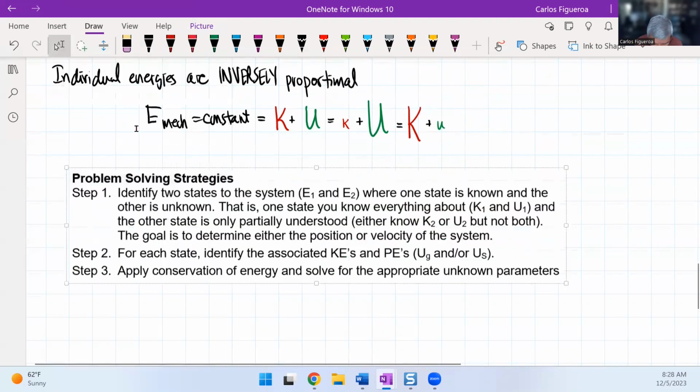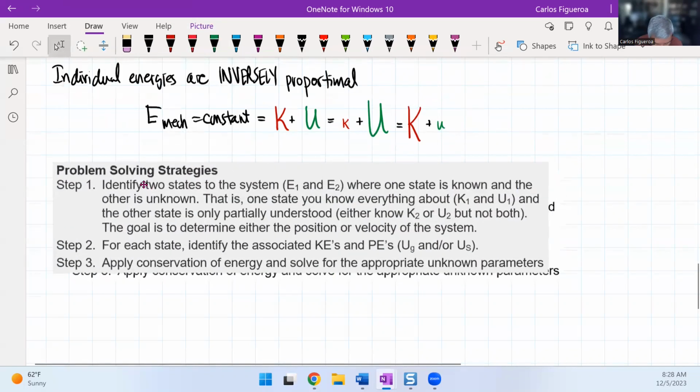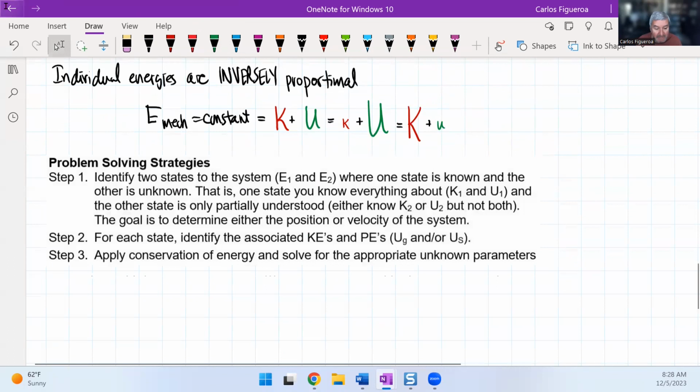So what I want to do now is look at some problem-solving strategies and then look at some examples of how we can apply them. In this problem-solving strategy for energy, the first step is to identify two states of the system, two energy states, where one state is known and the other is an unknown. What do I mean by that statement?